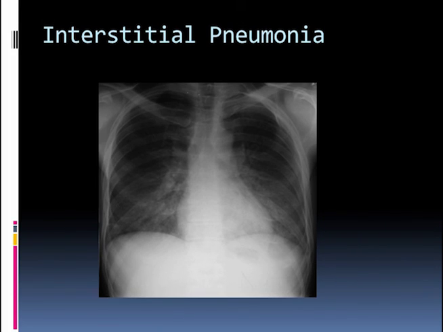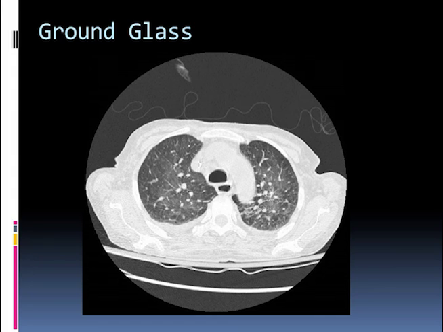Here's another one with the same thing here. We're starting to get airspace disease, and we're beginning to see an air bronchogram. Can you see the air bronchogram on the right side branching down into the lower lobe? Again, no silhouetting of any borders here. This is what it looks like on CT scan, and again, if you look closely, there's just a sort of ground glass pattern in both lungs.